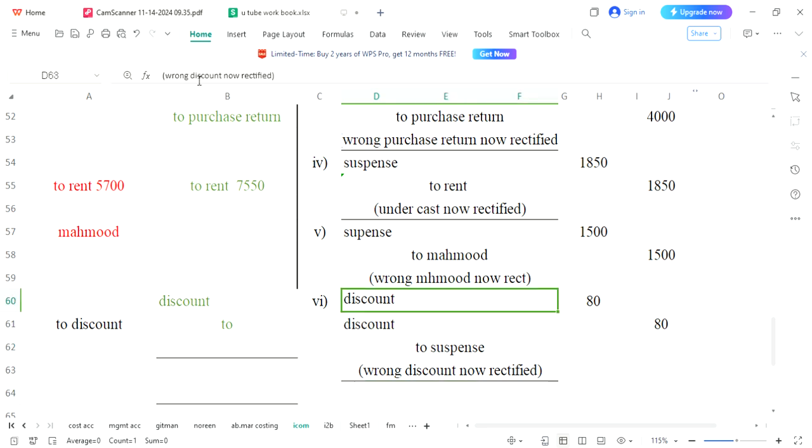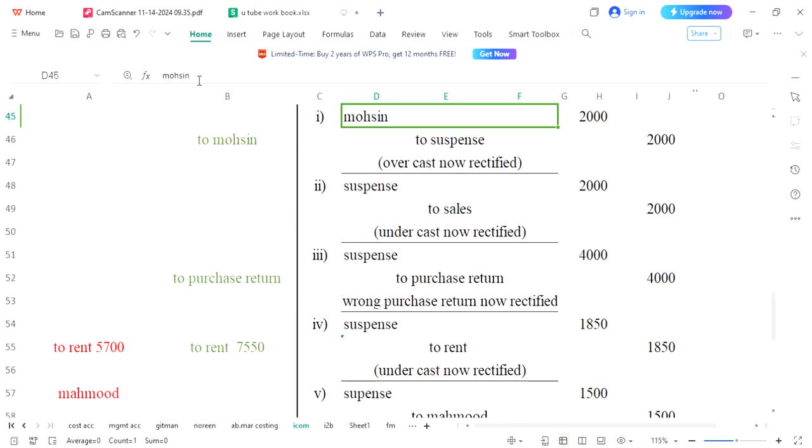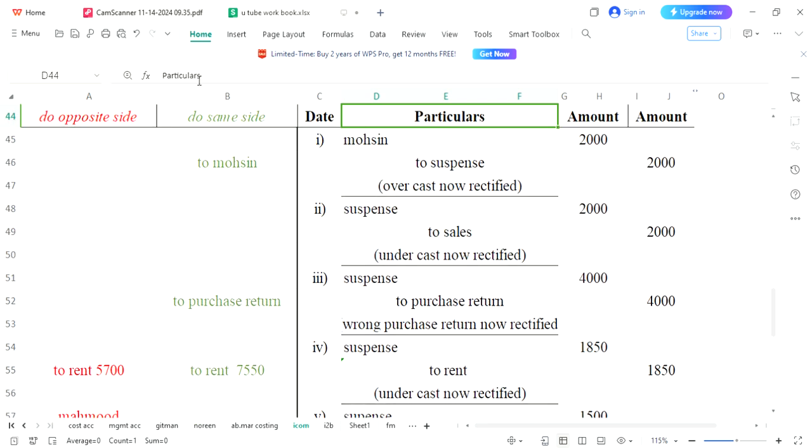So guys, in this way, our question including 6 entries has been completed. You are requested to please practice this question 2-3 times. And after practice, if you find anything difficult, you are very welcome to share your problems through messages or text, or you can directly share your problem. I will be available to answer your question instantly.